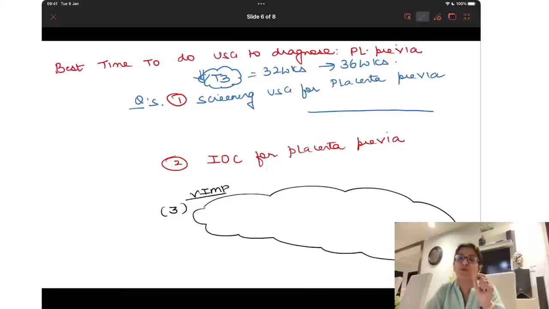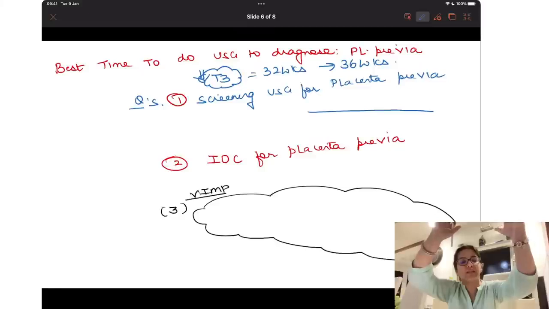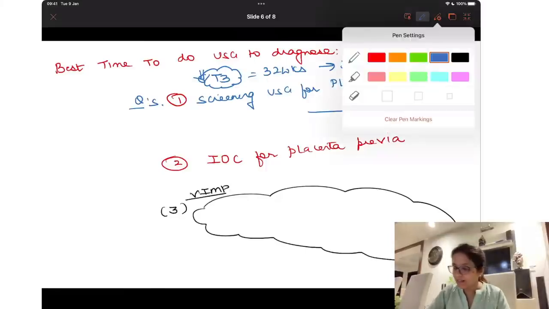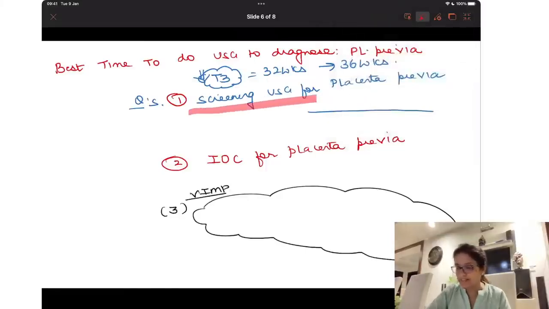So read your questions very carefully. Many times they say कि 32 weeks पे ultrasound किया and ultrasound was normal. That means your patient is not a case of placenta previa. ऐसा कभी भी नहीं होगा कि 32 weeks पे placenta upper uterine segment में दिख रहा है and then 36 weeks पे फिर नीचे आ जाए. ऐसा नहीं होता. This never happens. Right? Okay. What is the screening ultrasound for placenta previa?